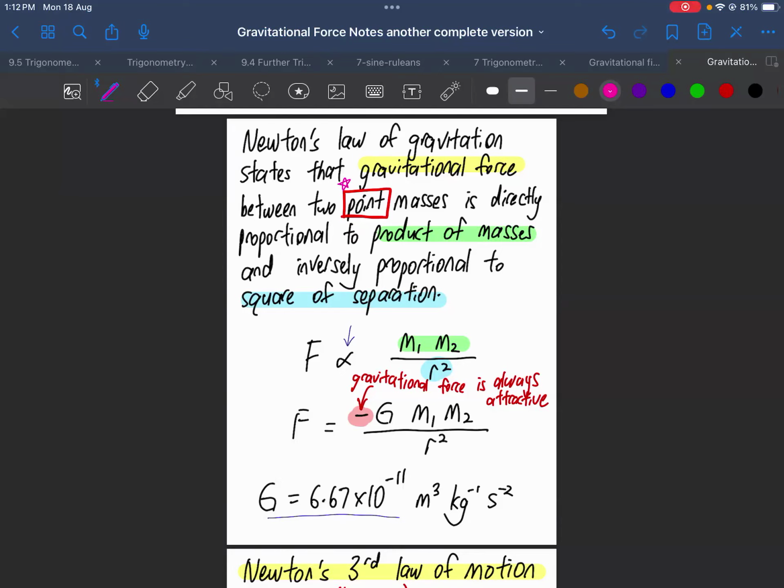Still okay with the fact that your force is directly proportional to the product of masses, and inversely proportional to the square of separation? The separation means the distance between the 2 point masses, all right?